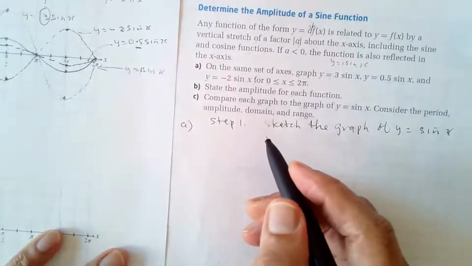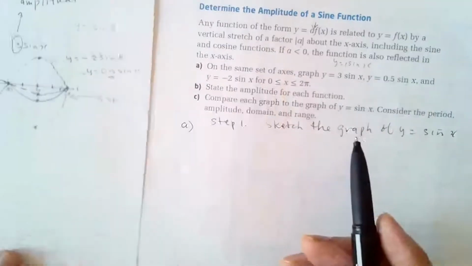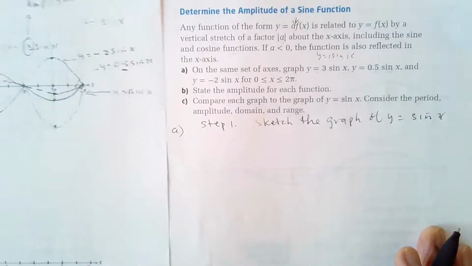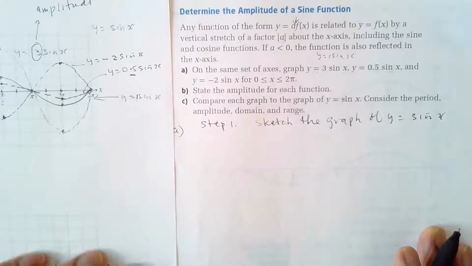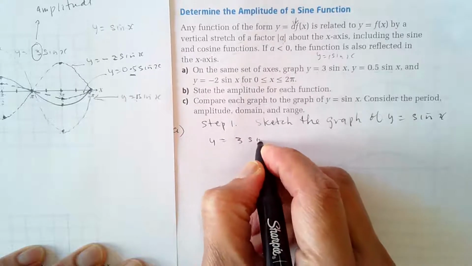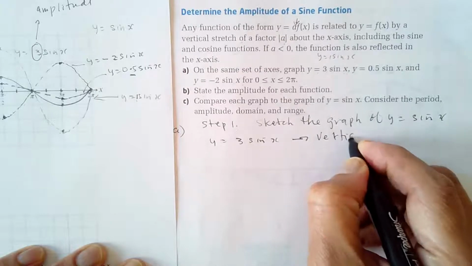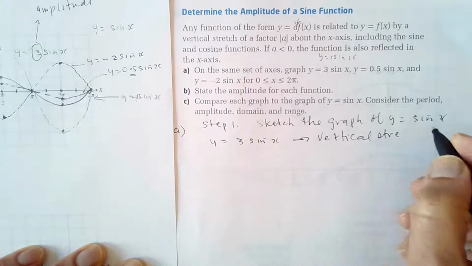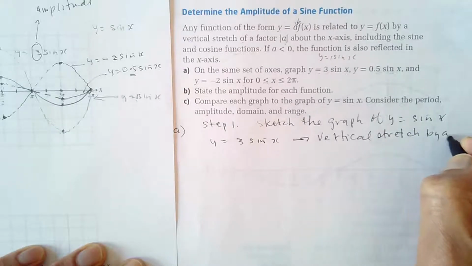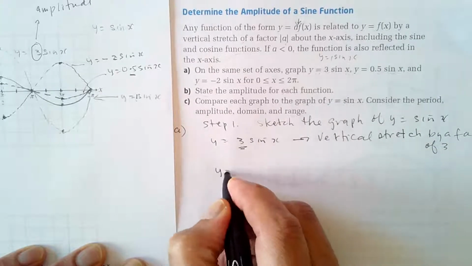Now, once we sketch a graph, then we sketch the other graphs, y equals, and by looking at the stretch. So for y equals 3 sine x, you have a vertical stretch by a factor of 3, and that's here.